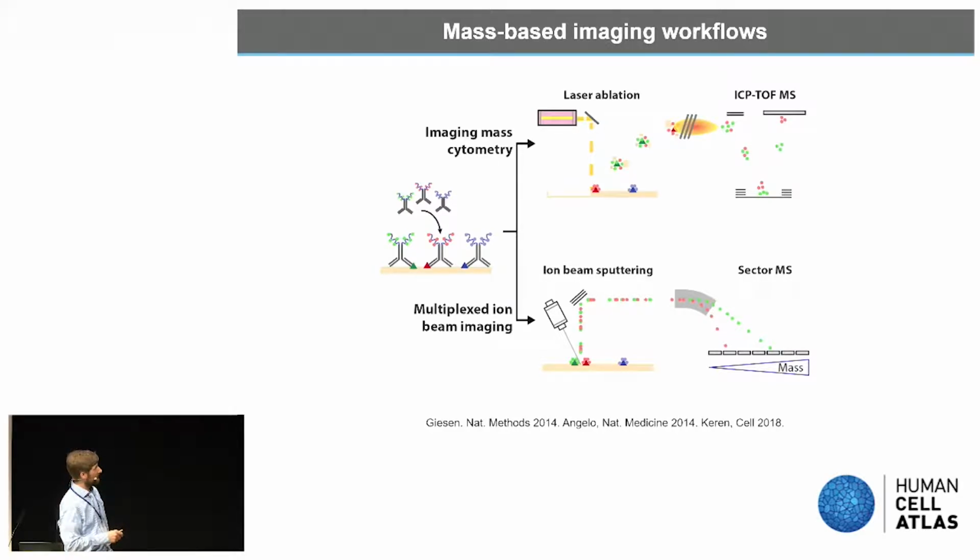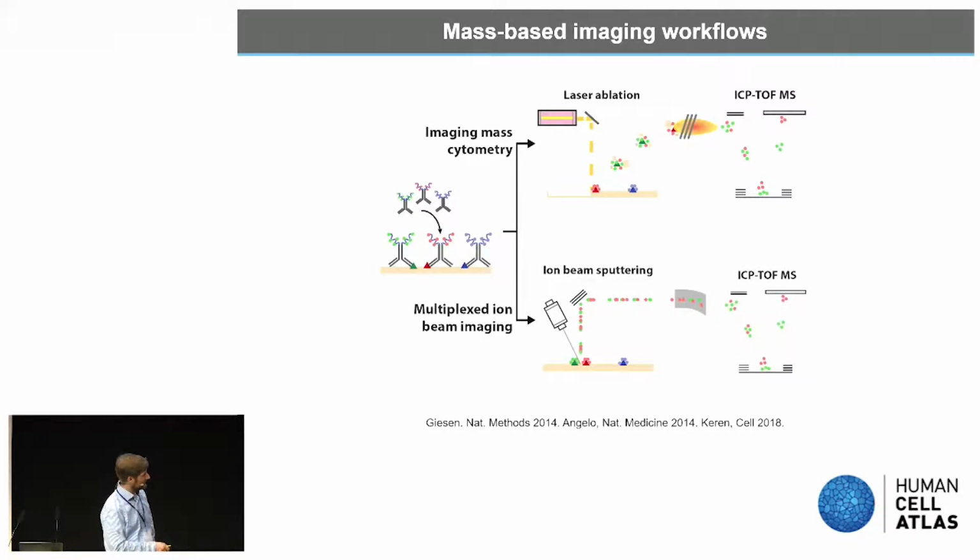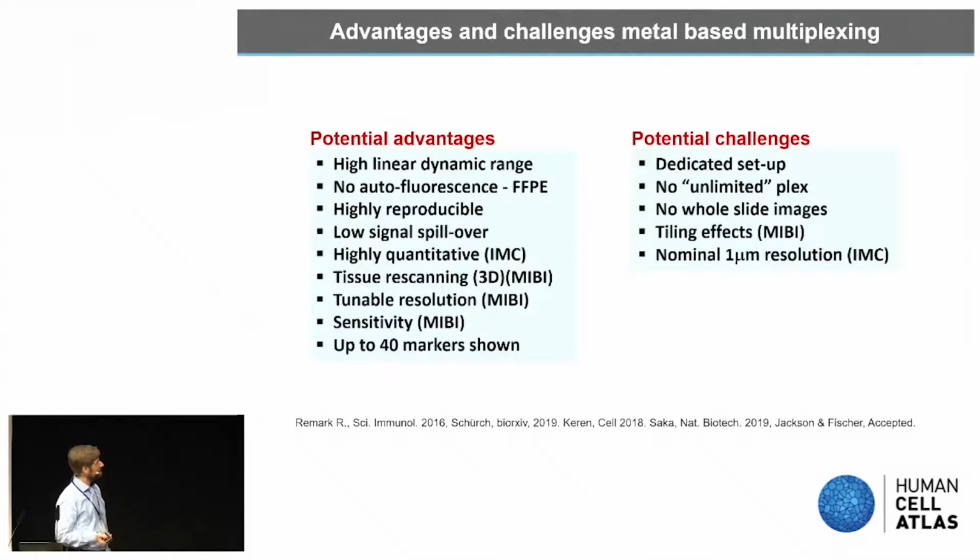One is imaging mass cytometry, where a laser is used to ablate the tissue to introduce it into the mass spectrometer. And there's another method called multiplexed ion beam imaging. You all know it probably as MIBI, where you use an ion beam to generate secondary ions. And just recently, they published this nice paper in Cell, where they also use a time of flight readout, opening up the possibility to measure many metals at the same time.